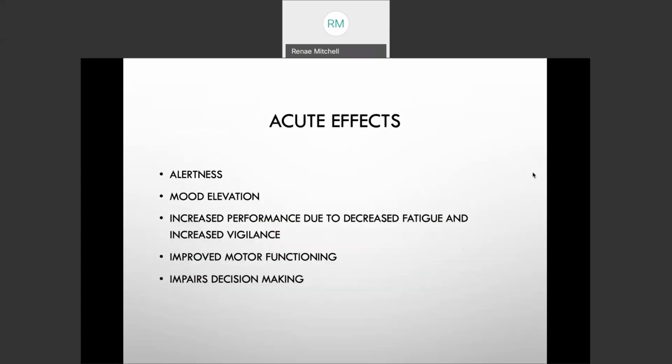And so, because of that stimulation, you get acute effects like feeling more alert, having a bit of an elevated mood, feeling like an increased performance because you're less sleepy, you're a little bit more vigilant, your motor functioning is working a little better. But also because of that quickness that the nervous system is now operating with, you do see some impairment in decision making. So that ability to regulate and modulate is important for decision making, and caffeine kind of breaks that down.